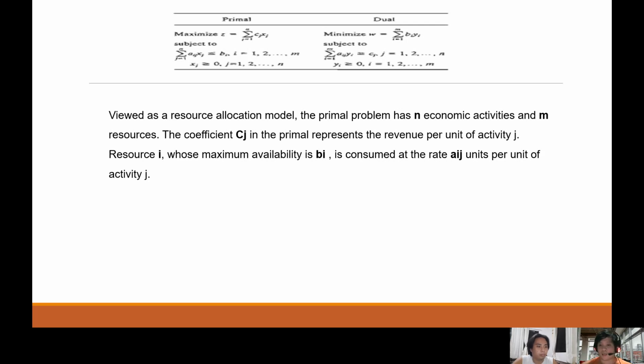The primal problem has n economic activities and m resources. The coefficient Cj in the primal represents the revenue per unit of activity j. Resource i, whose maximum availability is bi, is consumed at the rate of aij units per unit of activity j.